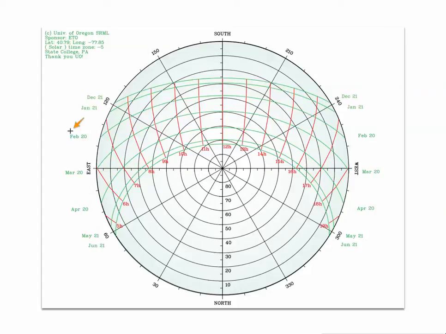All right, and now we've got the same location. Again, the location is going to be State College, Pennsylvania. Solar time is going to be minus 5 hours relative to UTC. And latitude, longitude is the same. Again, this is a polar plot of the same data that you just saw in the previous video.